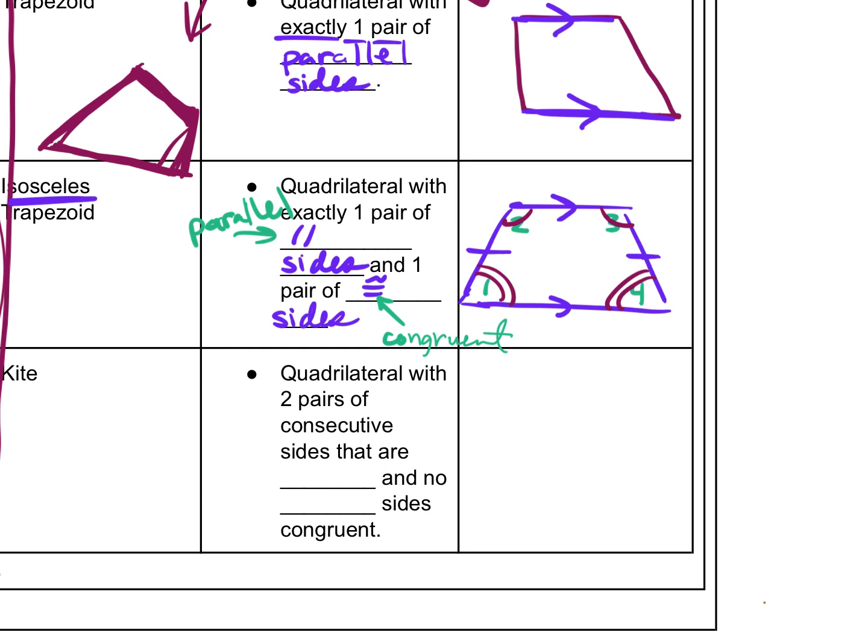They equal 180. What do? 3 and 4 and 1 and 2. Right, these two will equal 180, and these two will equal 180. So base angles are congruent. The non-base angles that are consecutive are supplementary. Okay?